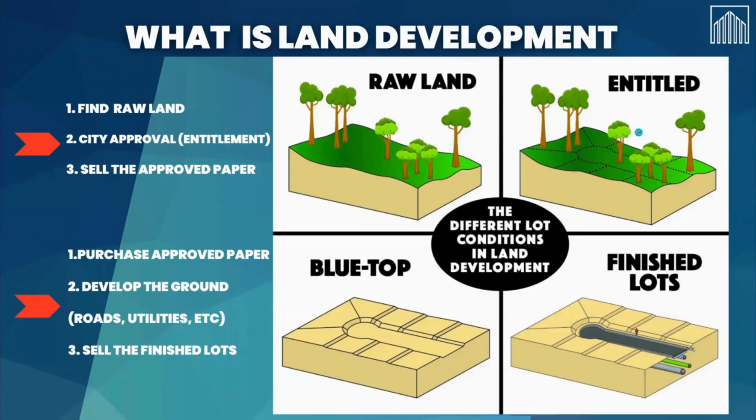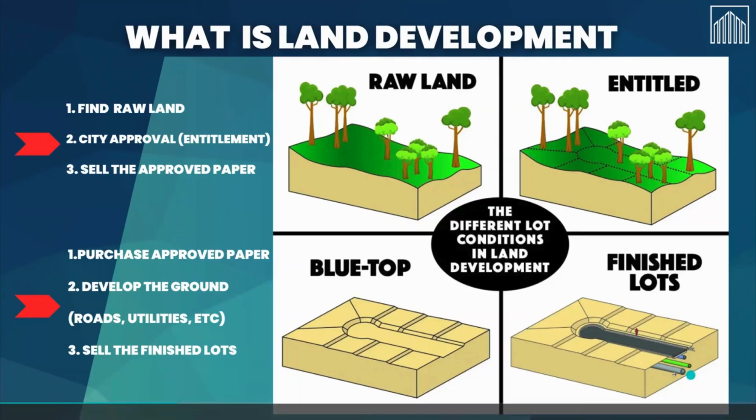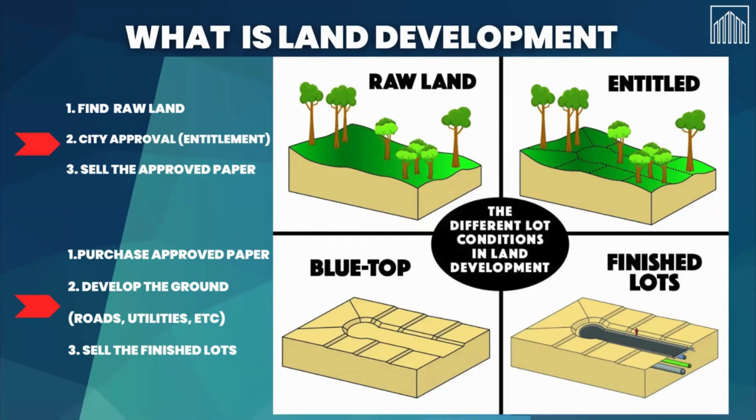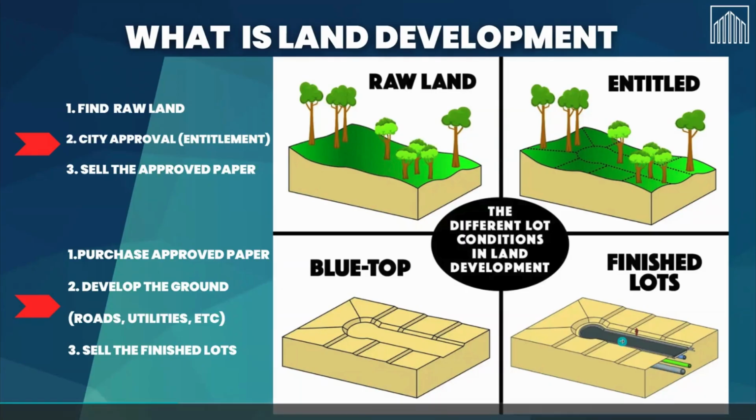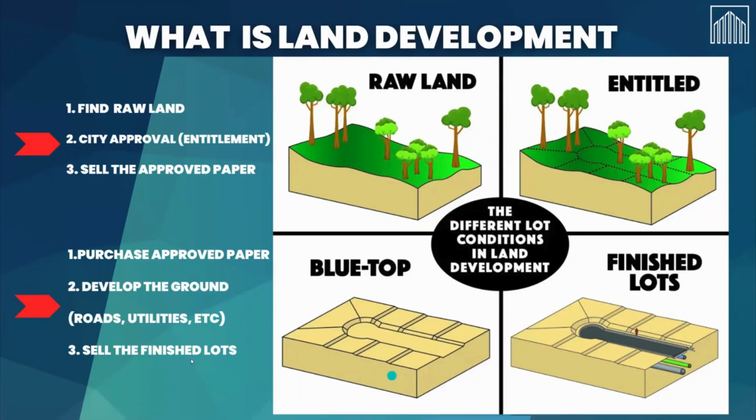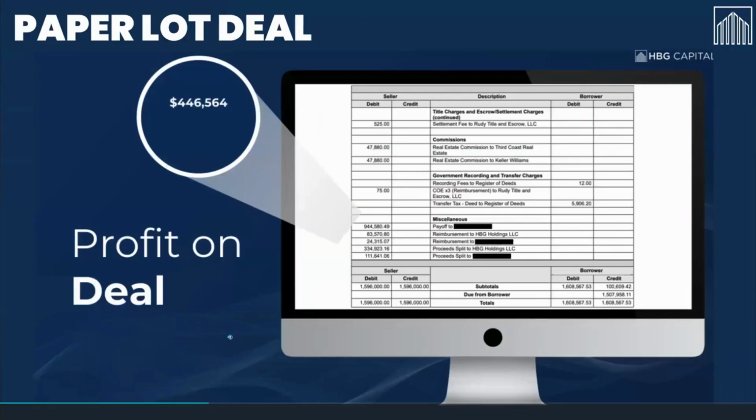And this is great. I'm going to show you a deal we did where we sold the paper here in a second. We made like $400,000. The second is where you take the piece of paper and you put the roads and the infrastructure and the utilities in, and you sell it to a builder. These are like your finished lots. If you can imagine creating a neighborhood without any houses in it, that's essentially what you're doing. So those are the two types: selling the entitled paper or actually selling the finished developed lots.